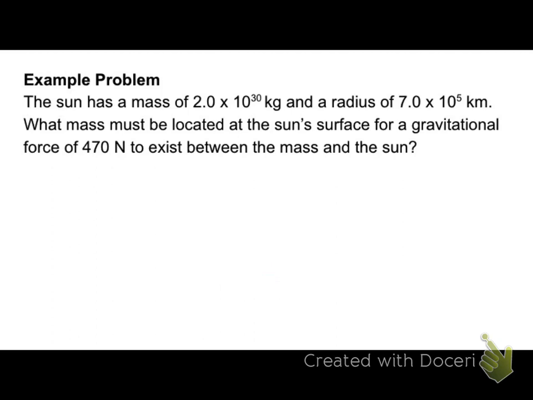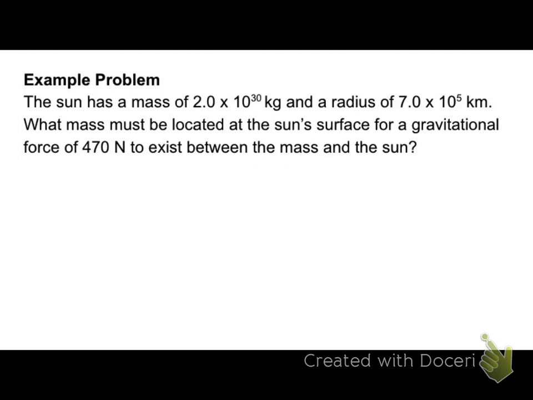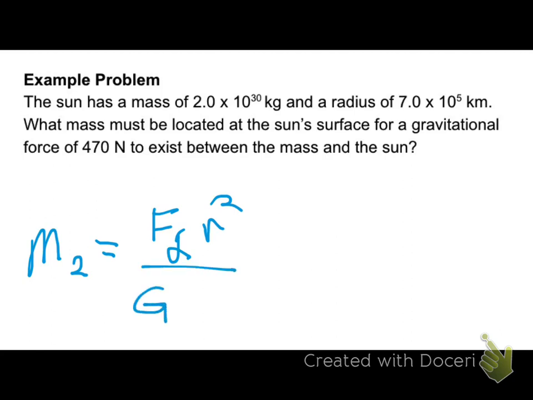So if we take our equation, right, that Fg equals G m1 m2 over radius squared, okay? And we want to isolate m2. We want to get m2 by itself, okay? So the equation we should wind up with, if we manipulate the equation correctly, is m2 is equal to force of gravity times the radius squared divided by the universal gravitational constant and the mass of the sun.